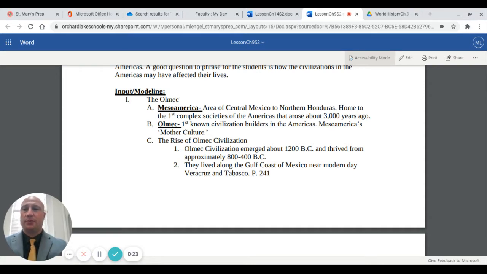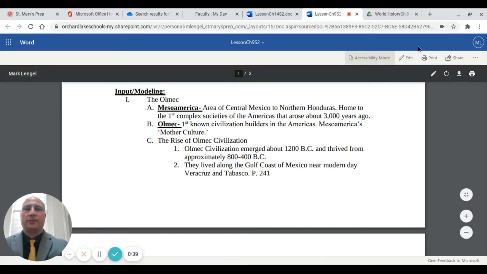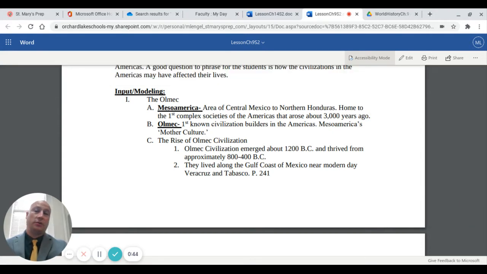Now, to really understand Mesoamerica, we want to go over the fact that it's the general area from central Mexico down to northern Honduras. This region was home to the first complex societies of the Americas that arose about 3,000 years ago. The Olmec were the first known civilization builders in the Americas, and they're also known as Mesoamerica's mother culture. This is a culture that comes into an area first, develops strong civilization, and then expands that ideology through trade and through cultural diffusion to other civilizations and, of course, later civilizations.